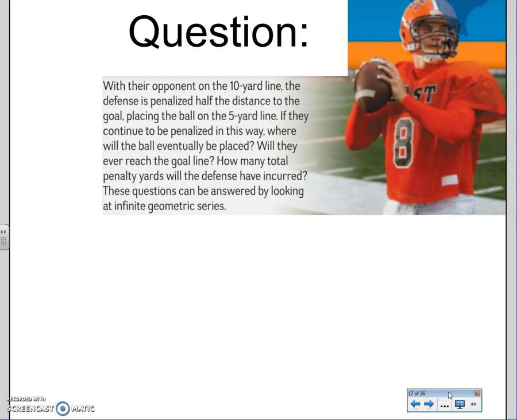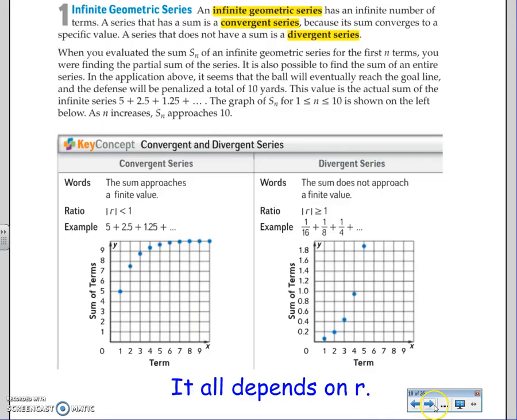This question can be answered by looking at infinite geometric series. An infinite geometric series has an infinite number of terms. A series that has a sum is a convergent series because the sum converges to a specific value. A series that does not have a sum is a divergent series. When we found the sum S_n of the first n terms, we were finding a partial sum. It is possible to find the sum of an entire series.